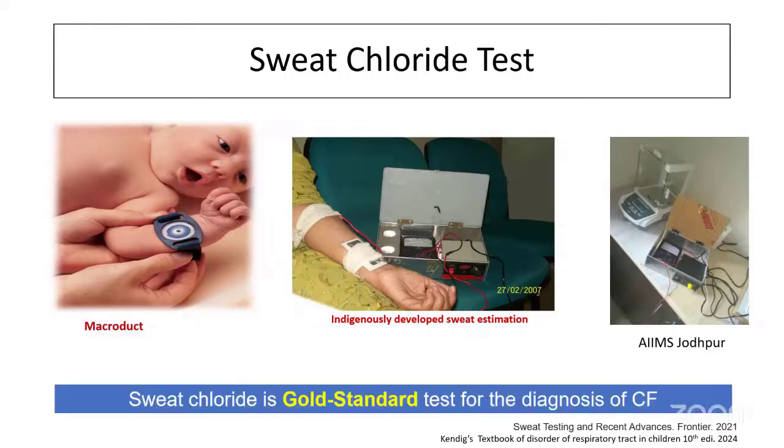And one thing I again want to emphasize: sweat chloride is the gold standard for the diagnosis of cystic fibrosis. If you send the genetic analysis, you may get a negative result, but if you are very sure about the clinical presentation, you should have done the sweat chloride test.